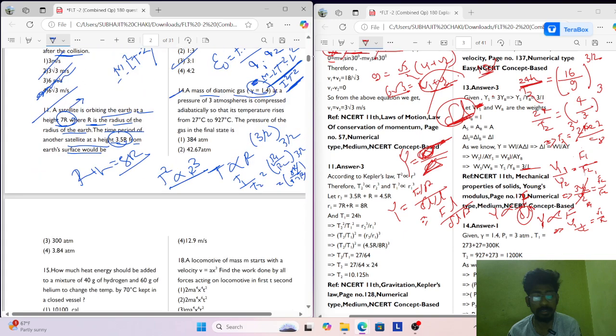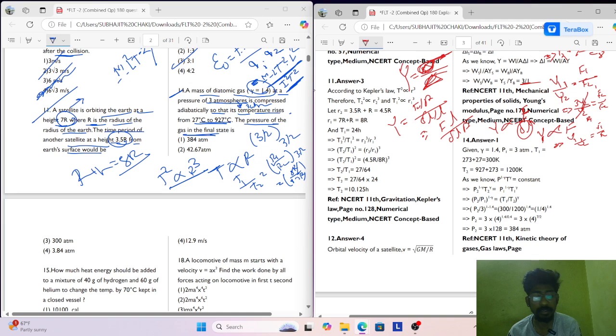A diatomic gas, gamma is equal to 1.4, at a pressure of 3 atm, is compressed adiabatically so that its temperature rises from 27 to 927 degrees Celsius. Find the pressure of the gas in the final state. This will be calculative, you have to calculate minutely. So 27 degrees Celsius means 300 Kelvin, and this is 1200 Kelvin, 927 plus 273.